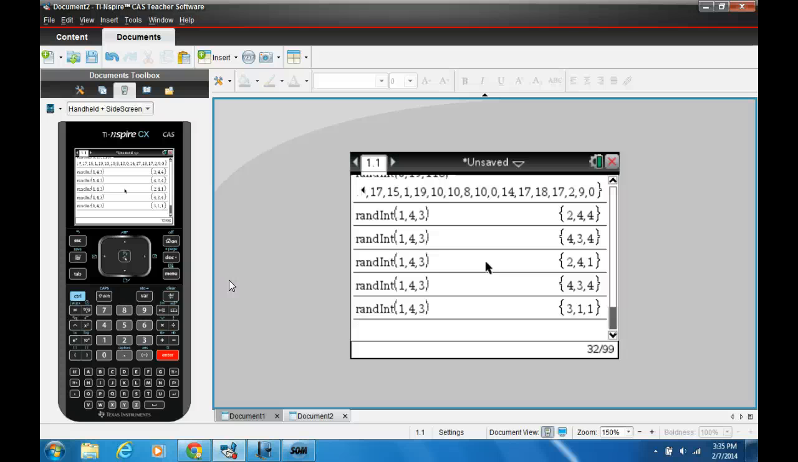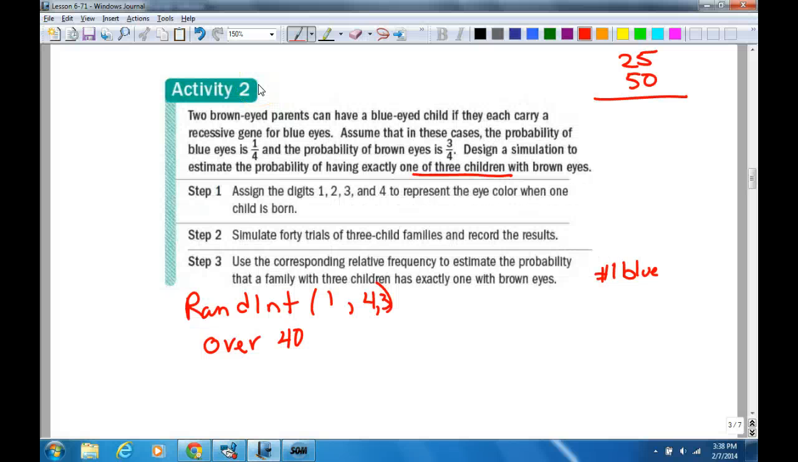If we do this 40 times, you should come up with a relatively small number. So in 40 simulations of this type, I only had 4 groups of 3 that had only 1 brown-eyed kid. So 4 out of 40 happened. So the probability for that is 4 divided by 40, which is 0.1 or 10% of the time.